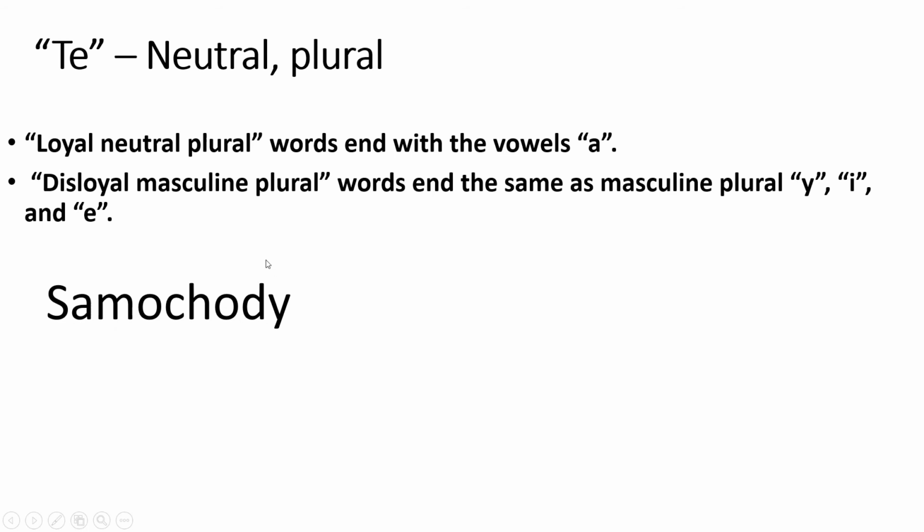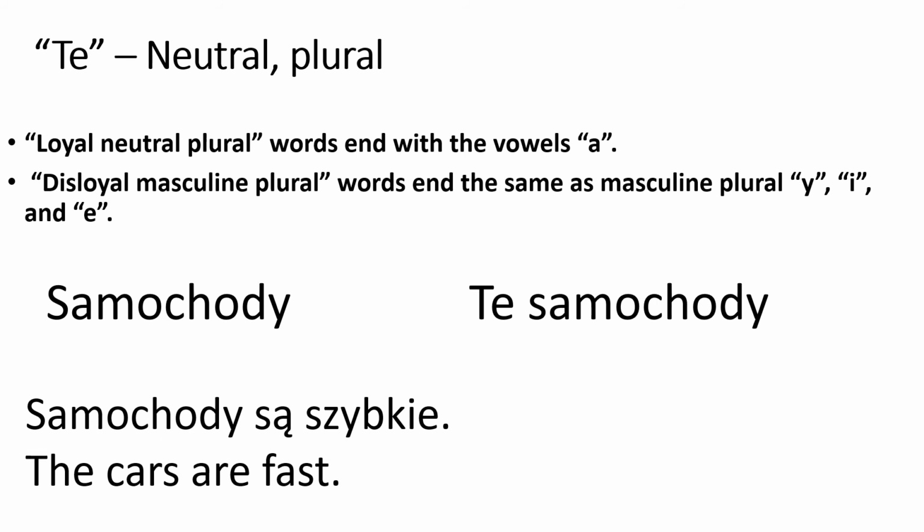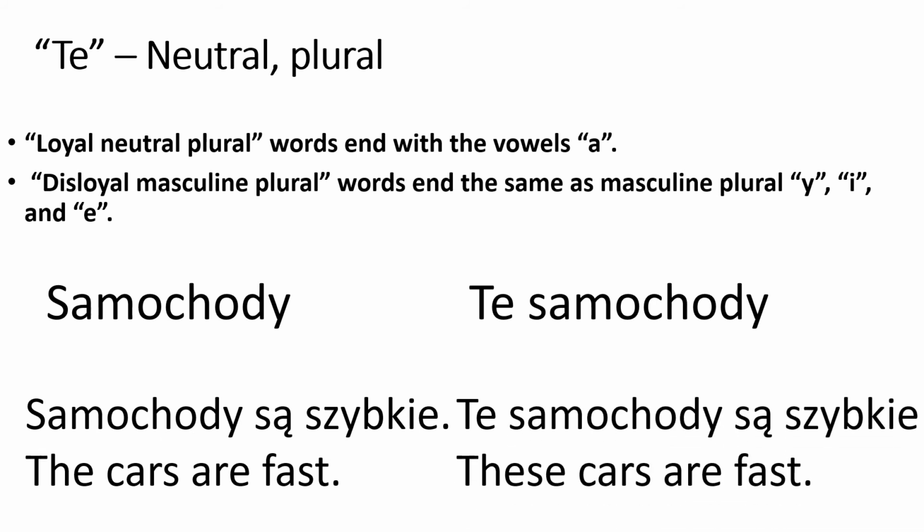Samochody, the singular form is samochód. It was masculine, ten samochód. Now it's te samochody, because now they're considered neutral, because they're objects at the end. Samochody są szybkie. Te samochody są szybkie. If you're still confused, stay with me till the end. I will repeat. You don't have to go back to the video to hear me again. Just stay and go with the flow. These cars, te samochody są szybkie. Neutral.